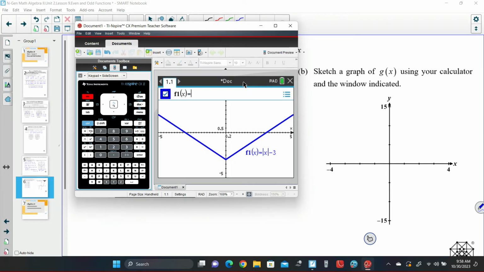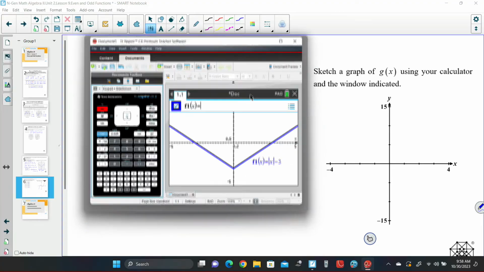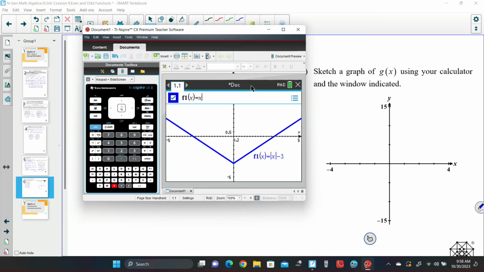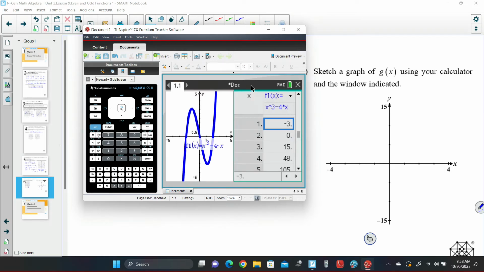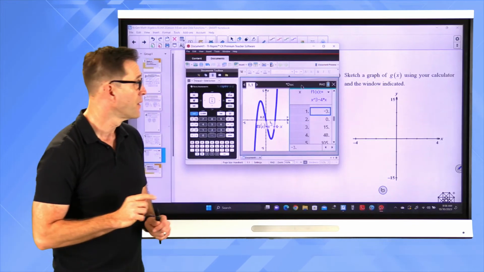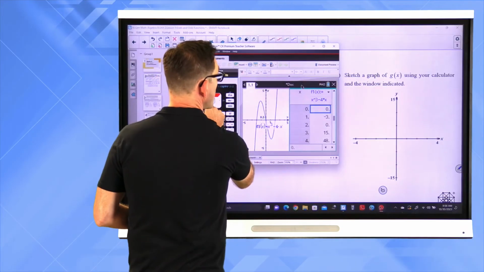Went one too far. All right, my function is x cubed minus 4x, so x to the third minus 4x. Great, enter, there's my function. If I hit Control T, it will give me a table, right? And now I really want to work with that table.